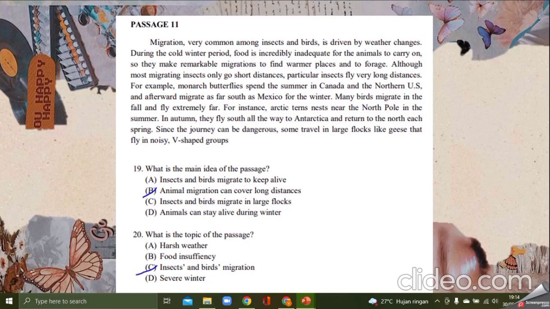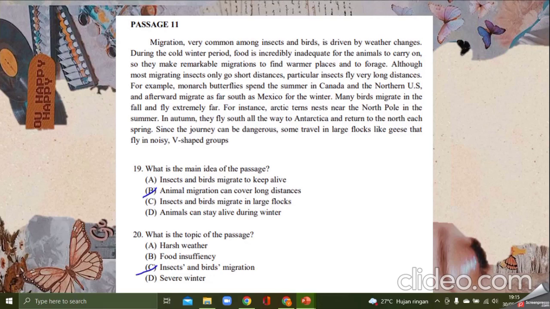Okay. Animal reaction is very common among insects and birds. Is different by weather and varying the confluence of food, it is inevitable for the animals to carry on. So they make remarkable migration to find warmer rest and the forest. Although for selecting insects only go short distances, particular insects go very long distances. For example, monarch butterflies spend the summer in Canada and the northern area and avoid winter, going to Mexico for the winter.